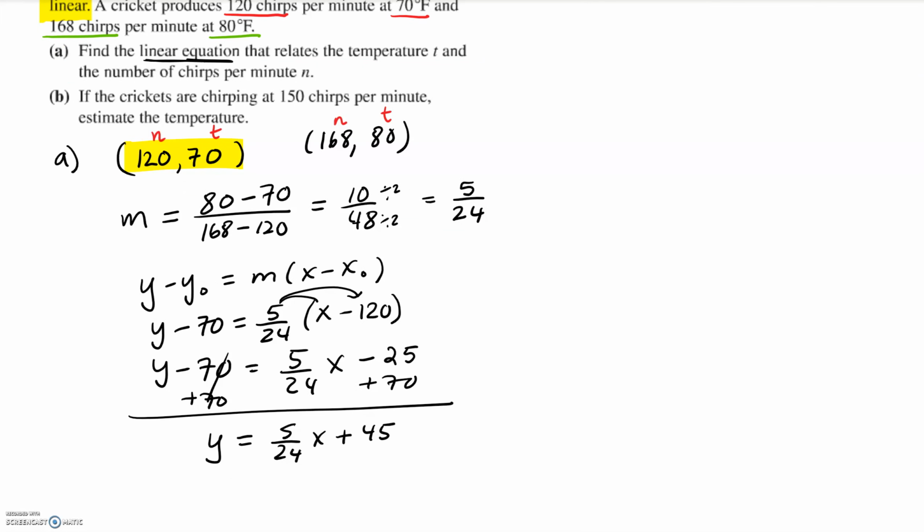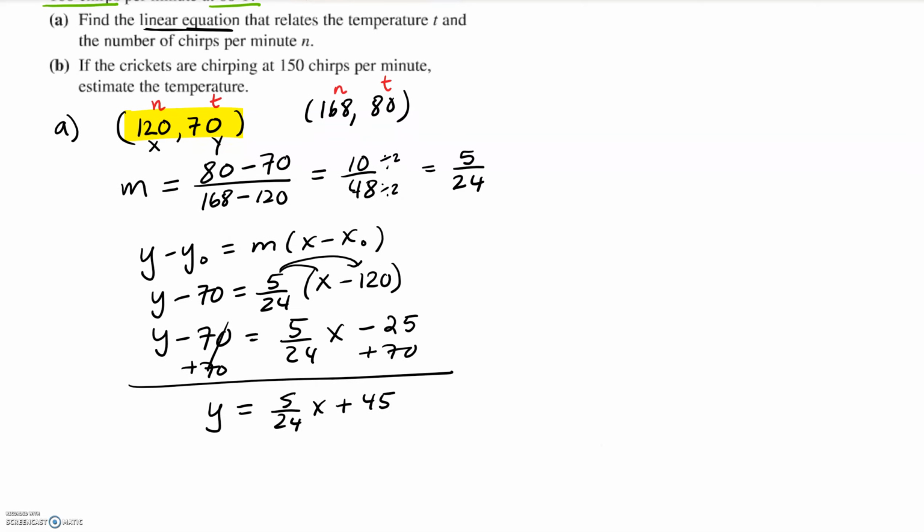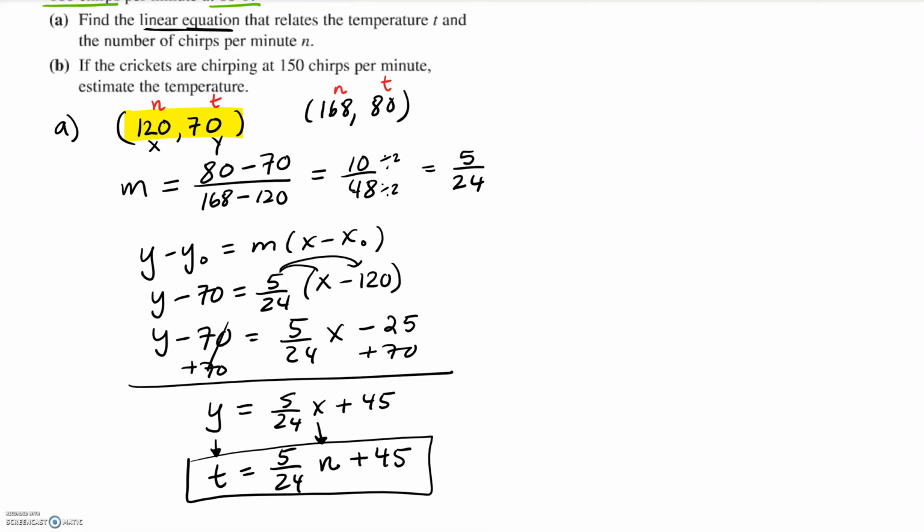And since this was my x, and this was my y, I'm going to go adjust them accordingly. They wanted the y to be called T for temperature, 5 over 24, and they wanted the x to be the N for the number of chirps, plus 45. So that would be a plausible linear equation that relates the temperature to the number of chirps.